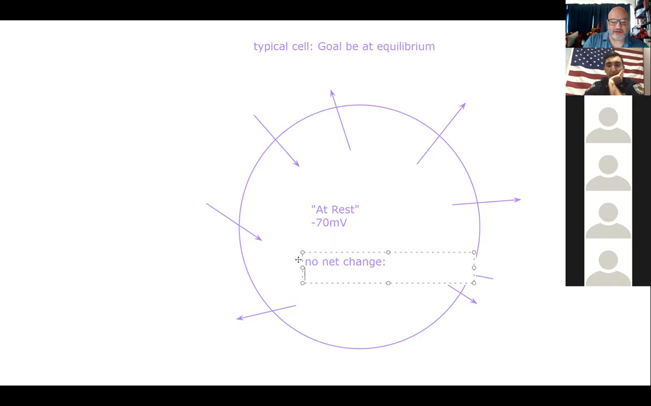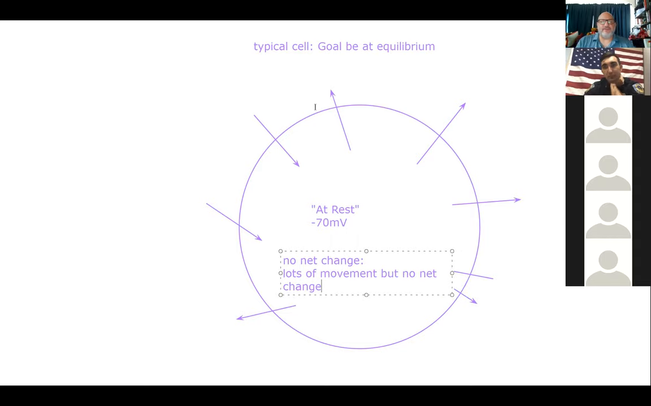So there's lots of movement, but no net change. That is the goal for most cells. And as we've talked about, because there are a lot of leak channels that are constantly opening, the sodium-potassium ATPase plays a big role in helping to maintain that at rest, to maintain that membrane potential. So that is a normal, typical cell. The problem with the conductive cells of the heart, like the SA node.